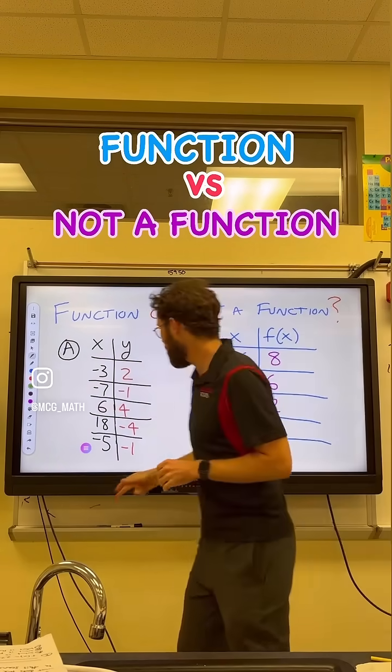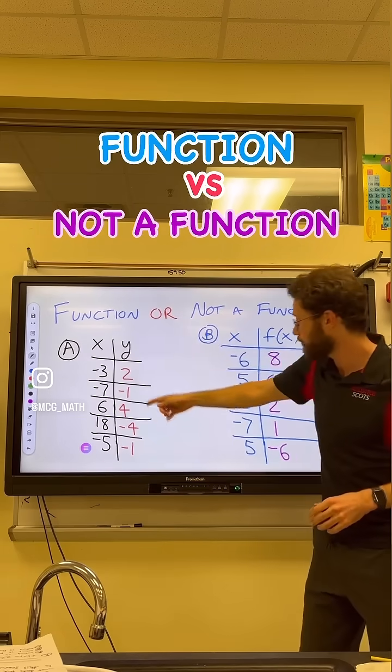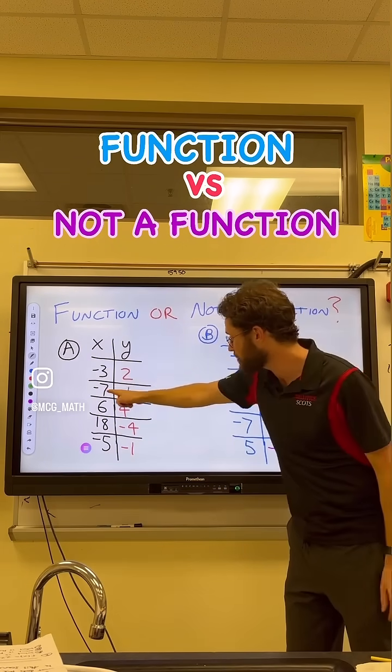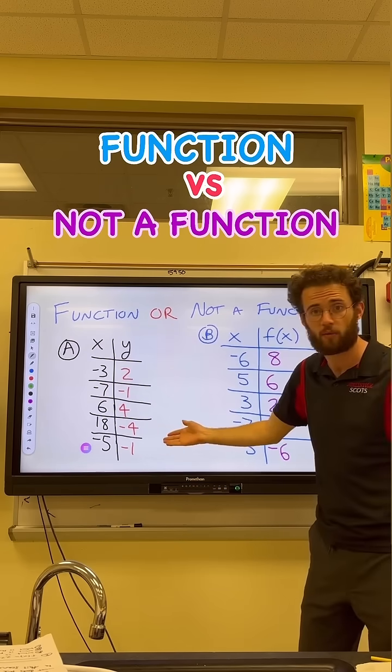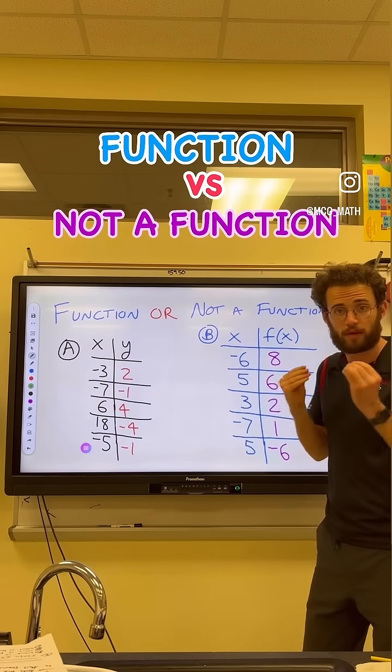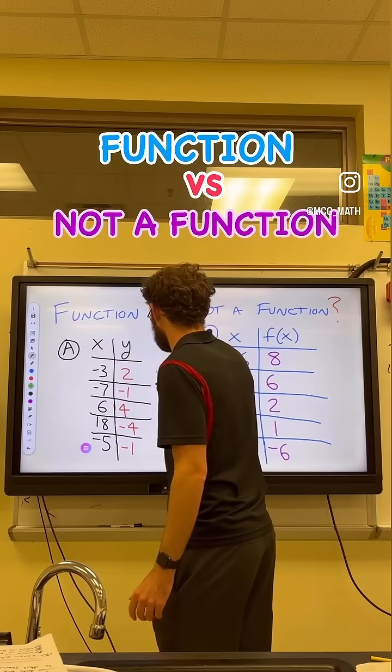If we look at table A, none of the inputs are repeated. So every input has one output. Even though -7 has the same output as -5. You input a -7 or a -5, you get a -1 out. That's fine, as long as you don't repeat inputs. So this is considered a function.